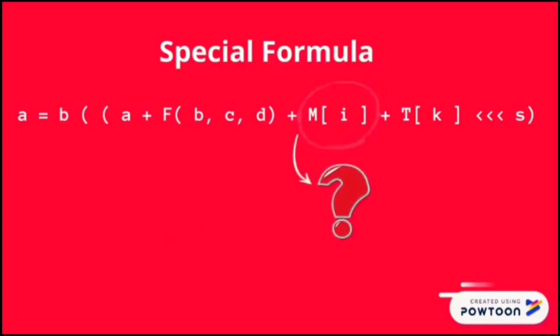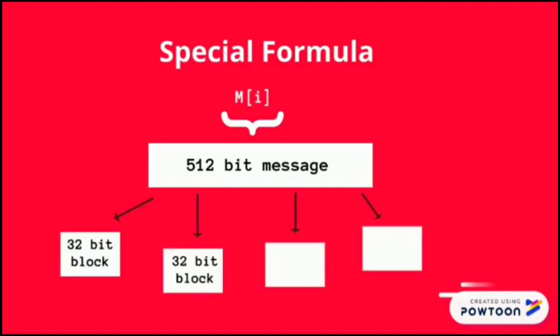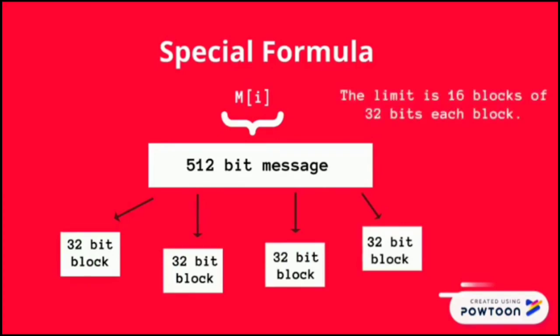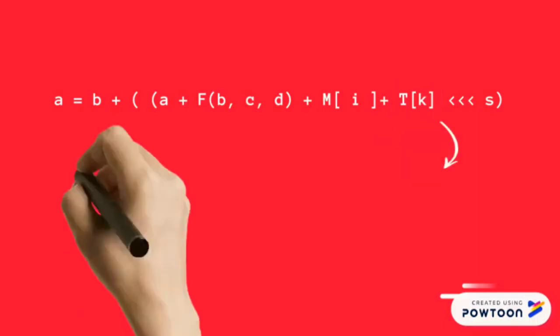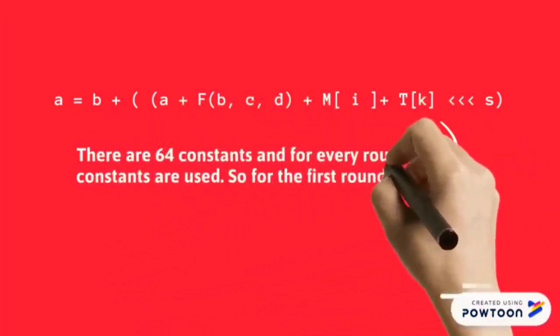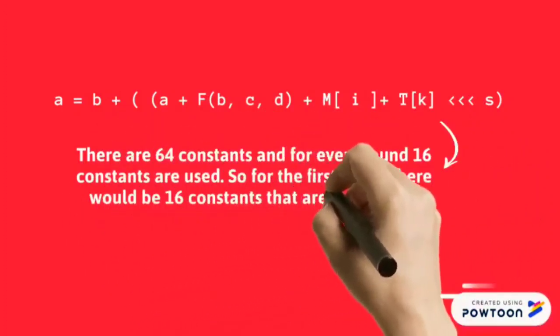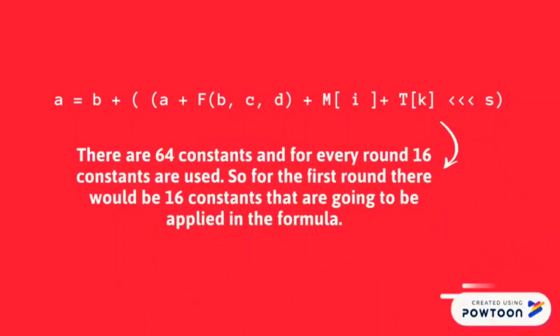But what is Mi? This is in charge of breaking the 512-bit message into blocks. In this part, Mi is going to give us the specific block we want to use in the method. There is a limit of 16 blocks of 32 bits each. The following question is, what is Tk? Tk means that there are 64 constants, and for every round 16 constants are used. So for the first round, there will be 16 constants that are going to be applied in the formula.